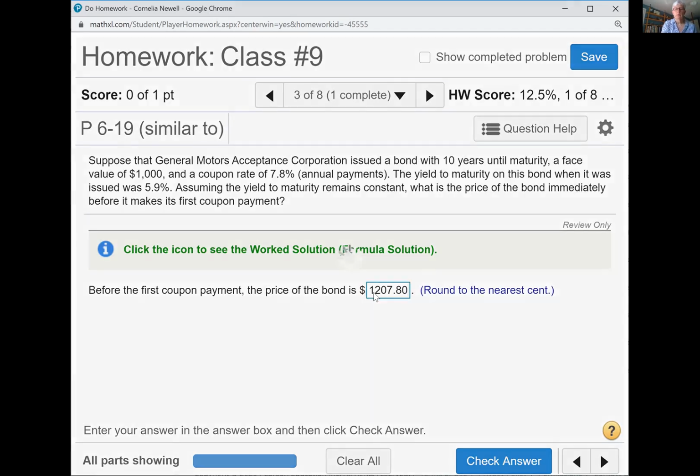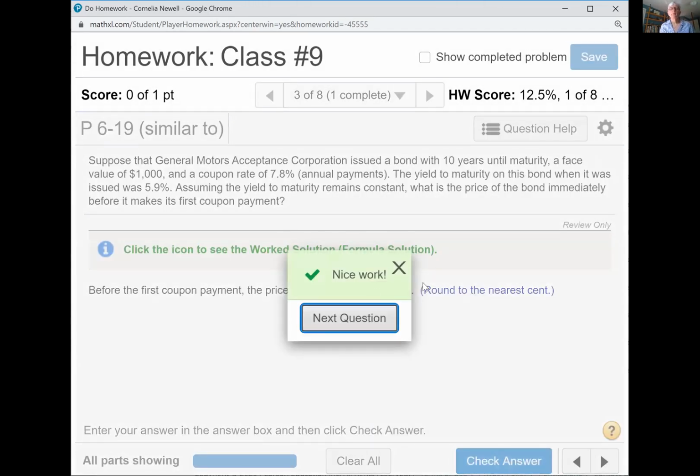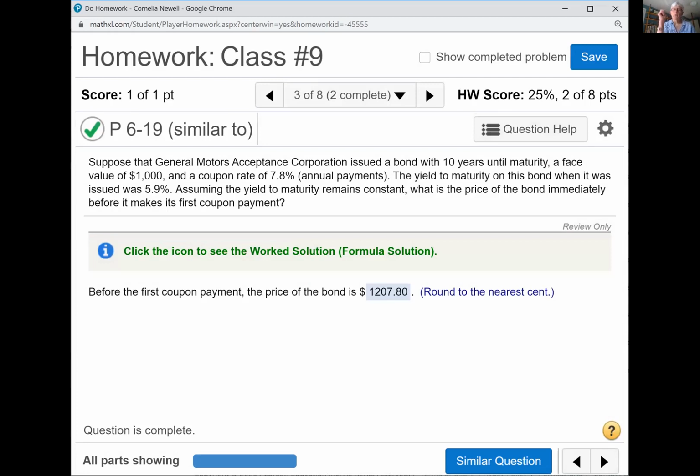I hope. Yes. The other thing you could do is find the value with 9 years left. So put 9 in for your N and get the present value, and then add the value of the coupon that you're about to get. So you would have 1129.80 and add the value of that 78 coupon, and you get 1207.80.